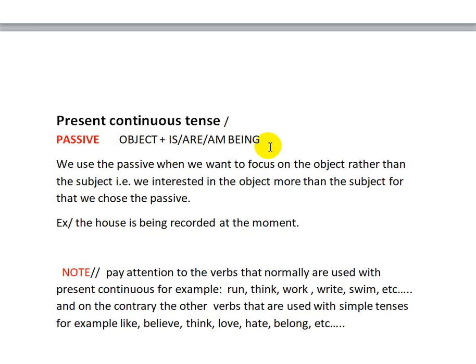For example, the house is being recorded at the moment. We don't know who recorded this, but we know that the house is being recorded at the moment.